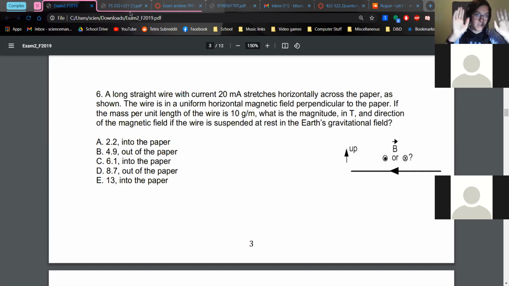Thanks, Ethan. Okay, Eddie thinks it's B. G over M is the grams per meter. Yeah, it's kind of an unfortunate notation, but it's just grams per meter. That's what it is.